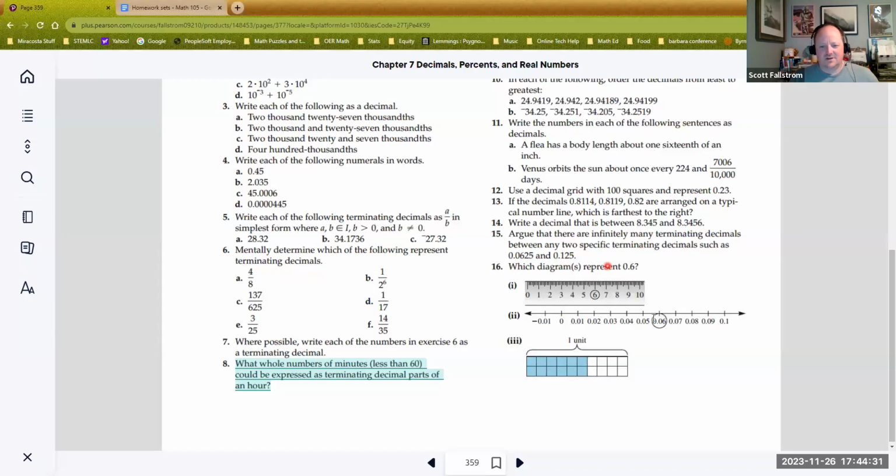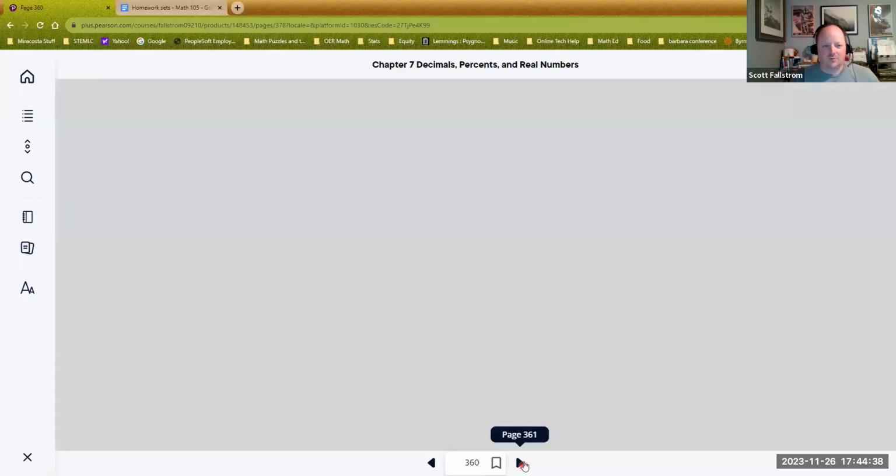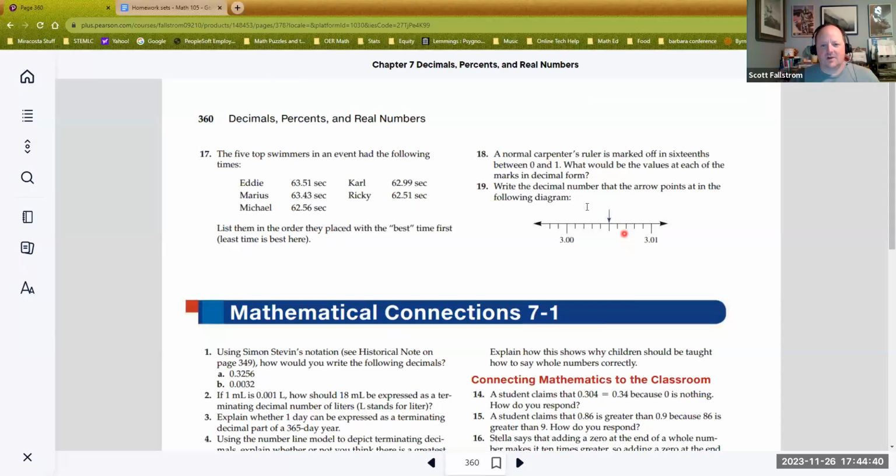And then which of these represents 0.6? And we'll move over to number 19. Number 19, write the decimal number that the arrow points to. Now notice here, this is 3.00 or 3 and 0 hundredths. This is 3 and 1 hundredth. And if you count 1, 2, 3, 4, 5, 6, 7, 8, 9, 10, there are 10 little tick marks intentionally. So that's how we can do it.